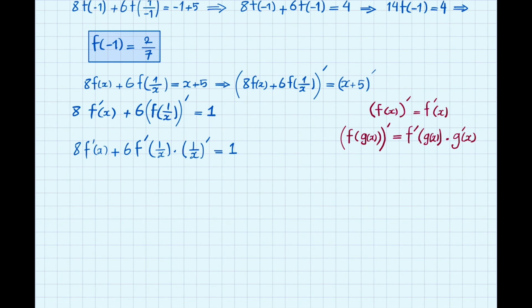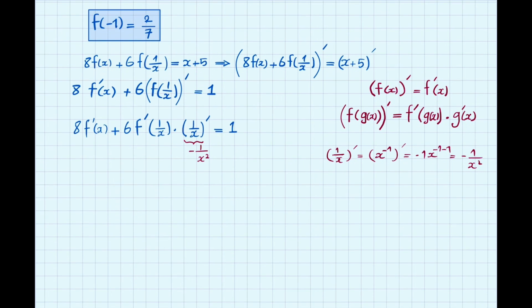But of course, this is a famous relation. The derivative of 1 over x can be simply calculated to be minus 1 over x squared. Yes, so 1 over x prime is x to the power of minus 1 prime, and this becomes minus 1 times x to the power minus 1 minus 1, and then it becomes minus 1 over x squared.